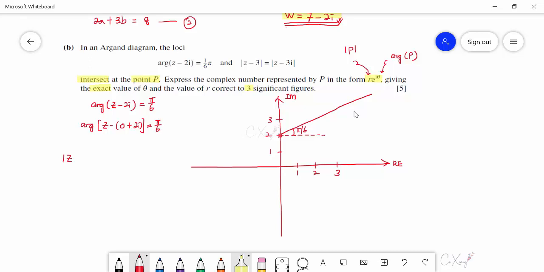So I'm having modulus z minus 3 equals modulus z minus 3i. So again, I usually will replace it. It will become z minus 3 plus 0i equals modulus z minus 0 plus 3i. So from here, you can see that we are having the points (3, 0) and also (0, 3). Okay, (3, 0) and (0, 3).